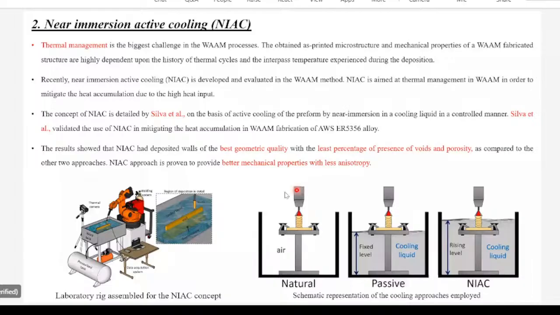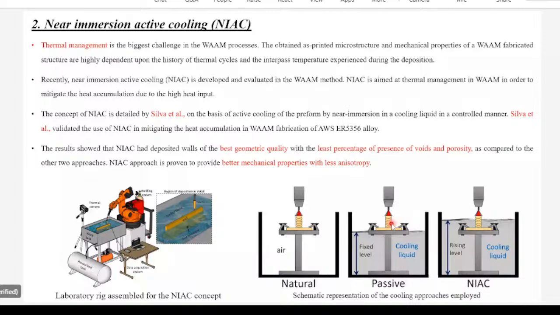In this image you can see the normal WAM we are doing in the air, and this is passive cooling. They keep a fixed level of water or cooling liquid up to the fixtures, and above that the WAM component is fabricated. With this cooling liquid, the heat will not accumulate between the layers; it will be dissipated towards the liquid. And this is called the concept of passive cooling.